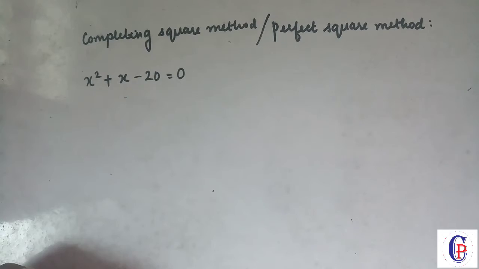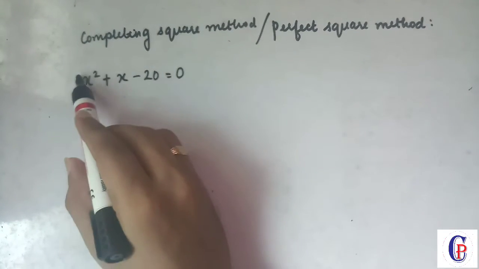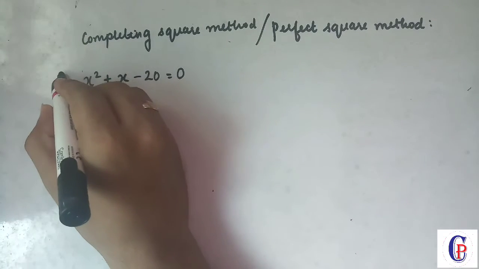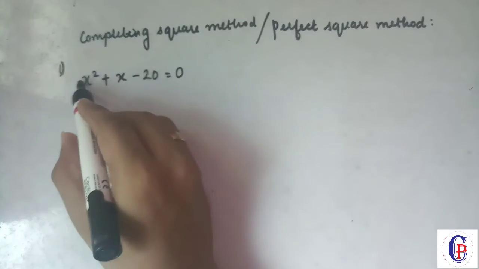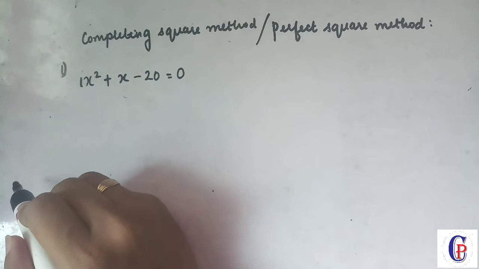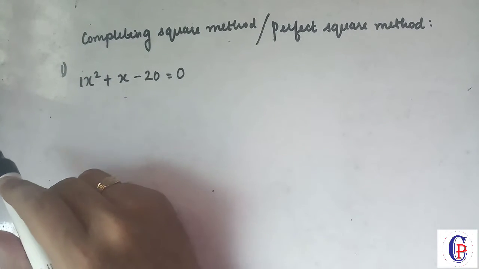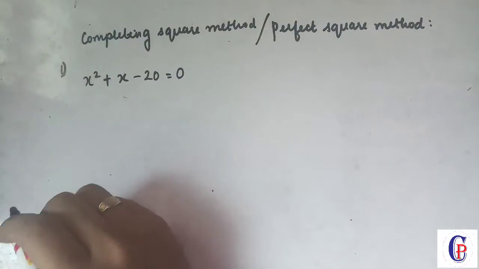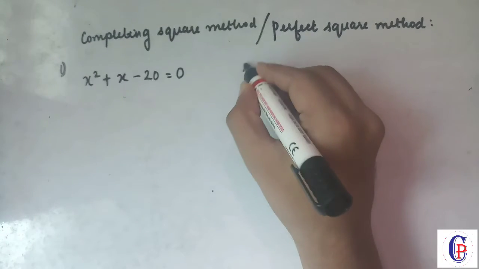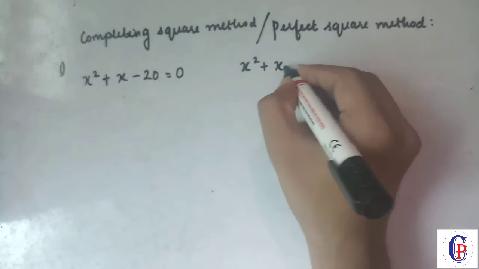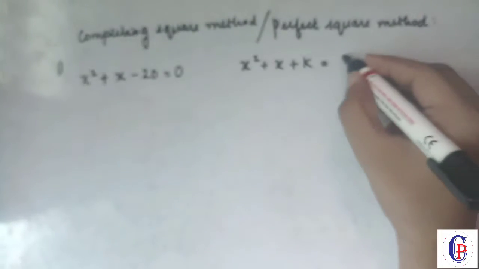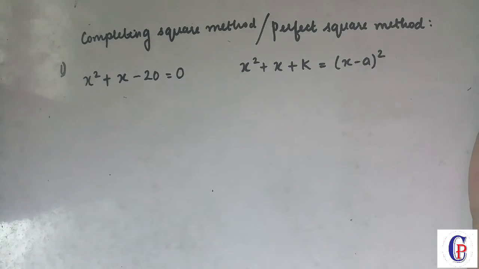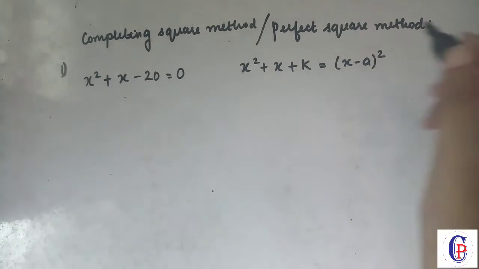So what we have to do in this method is always make sure that you make the coefficient of x square 1. Here it should be 1. If it is not 1, then we have to make it 1. We will see that in the next example, but right now here it is already 1. Then we will write this as x square plus x plus k is equal to x minus a whole square. We need to write the equation this way.